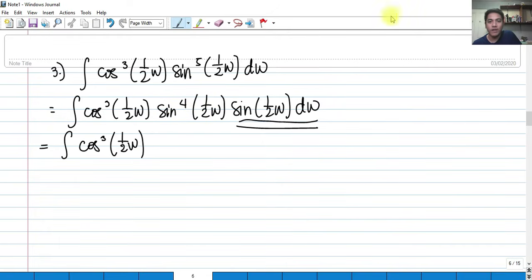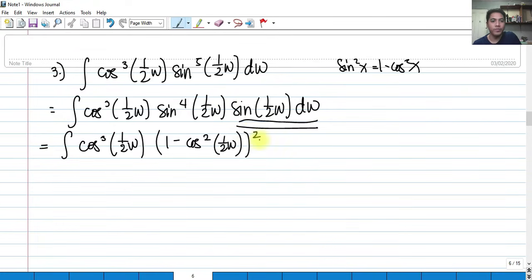Okay, so we should substitute sine raised to 4 of 1/2 w by the identity we have again. We have sine squared x equals 1 minus cosine squared x. So upon simplifying this, we have 1 minus cosine squared, of course our angle here is 1/2 w. This should be raised to 2 because this is sine raised to 4. Since sine squared x is 1 minus cosine squared x, sine raised to 4 has a power of 2 here. So that would be times sine of 1/2 w dw.